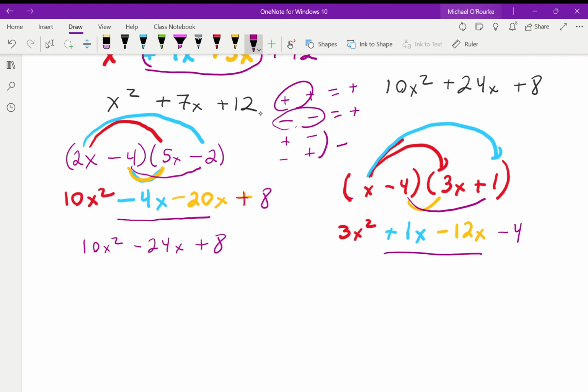Let's combine these two. Now these are not just regular ones. One's a plus, one's a minus. So the minus is bigger, so we're just going to make that a minus. We need to know that. So 12 minus 1 is 11, and then we have minus 4.